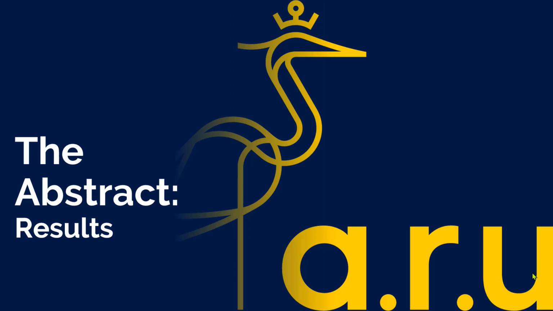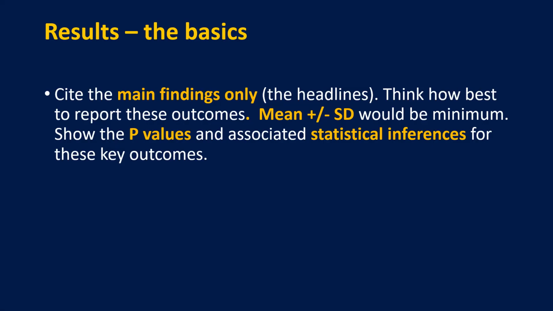So don't use the abstract as a place for reporting some obscure bit of data that you found just because it's statistically significant. We have to report the findings that are pertinent to the research question. Therefore, make sure they fit with the purpose that you have stated in the abstract. So when you're putting this together, think about the main findings, and I say the headlines. If you read a newspaper, the headline is big, the headline is one thing.